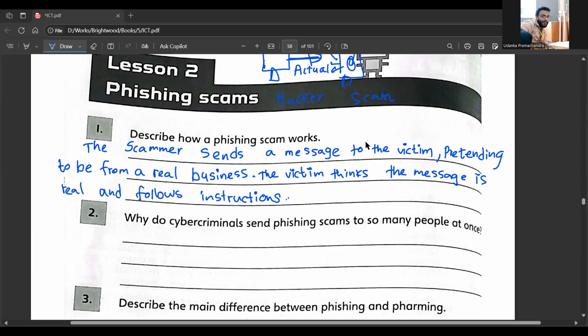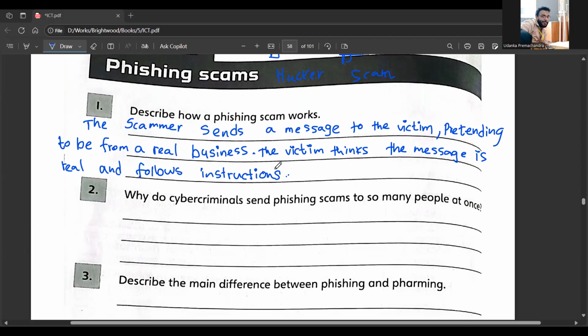Like catching fish. When you're catching fish, you use something, and when the fish are attracted to that, they can be caught. Like that, the scammer does the same thing. They send a message to the victim, pretending to be from the real business. So the victim thinks the message is real and follows the instruction.